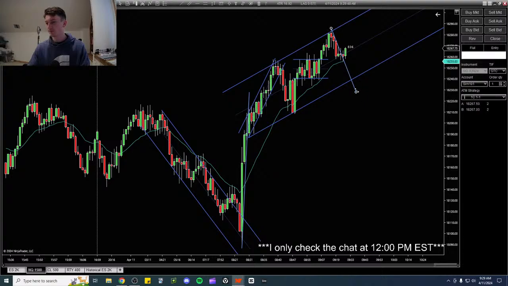About the NQ. NQ looks like you could have a close outside and new low all in this one little doji bar, but it's not very convincing. So same thing, I'm expecting a break to a new low of that.